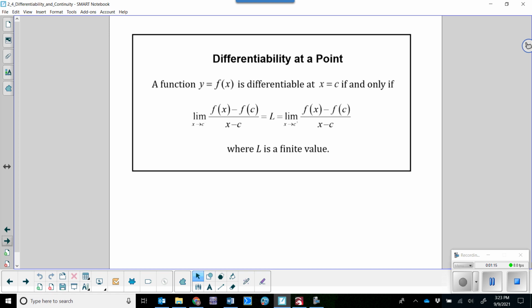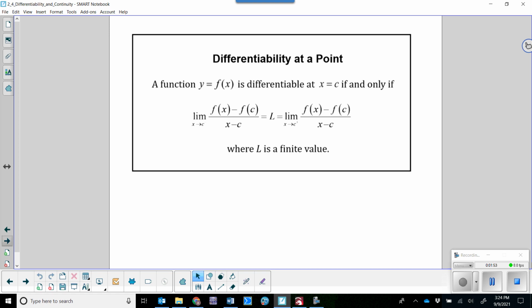So we say that a function is differentiable at a specific point, x equals c, if and only if these two limits exist and they are L, which is a finite value, so you can't get infinity. And these two limits are simply the derivatives from the left and from the right, because this is that alternative form of the definition of derivatives. So basically what we're saying is you have to be able to find these two limits, and they have to be the same. If that's the case, then we say the function is differentiable at that point.